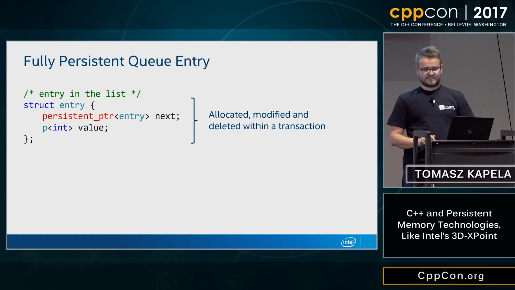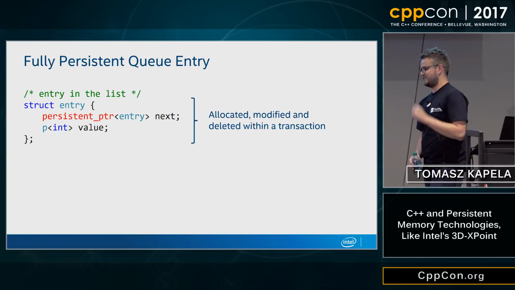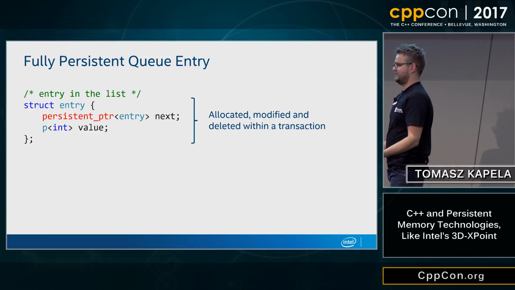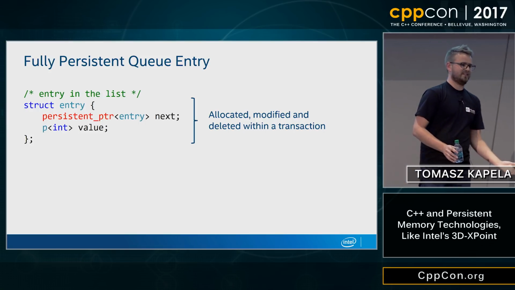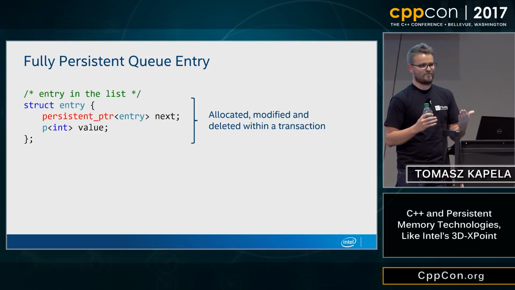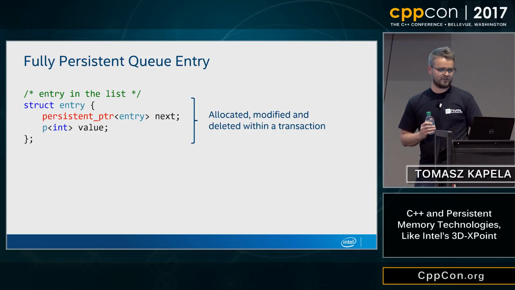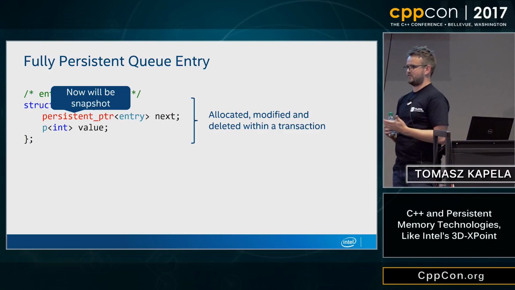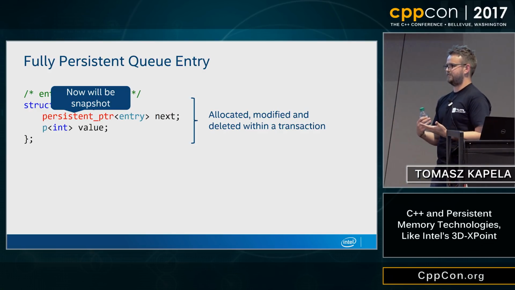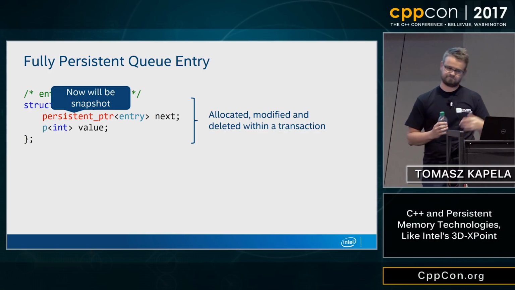You probably know what the fix is because it's quite straightforward. You just change it to a persistent pointer. And since it's a persistent pointer, it knows that it is in persistent memory and it is pointing to persistent memory. So it knows it has to be snapshot. It will snapshot itself if the value of the pointer changes. Easy.